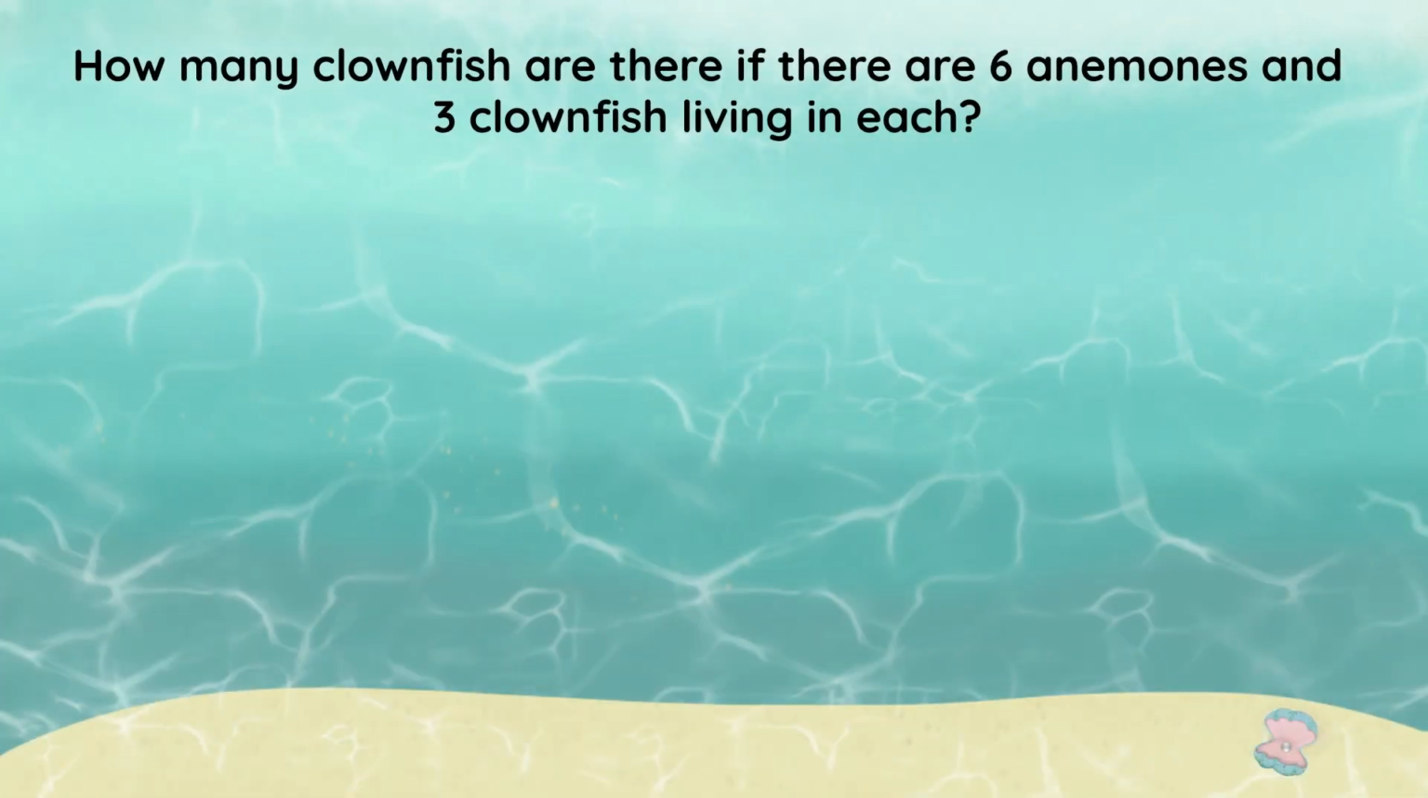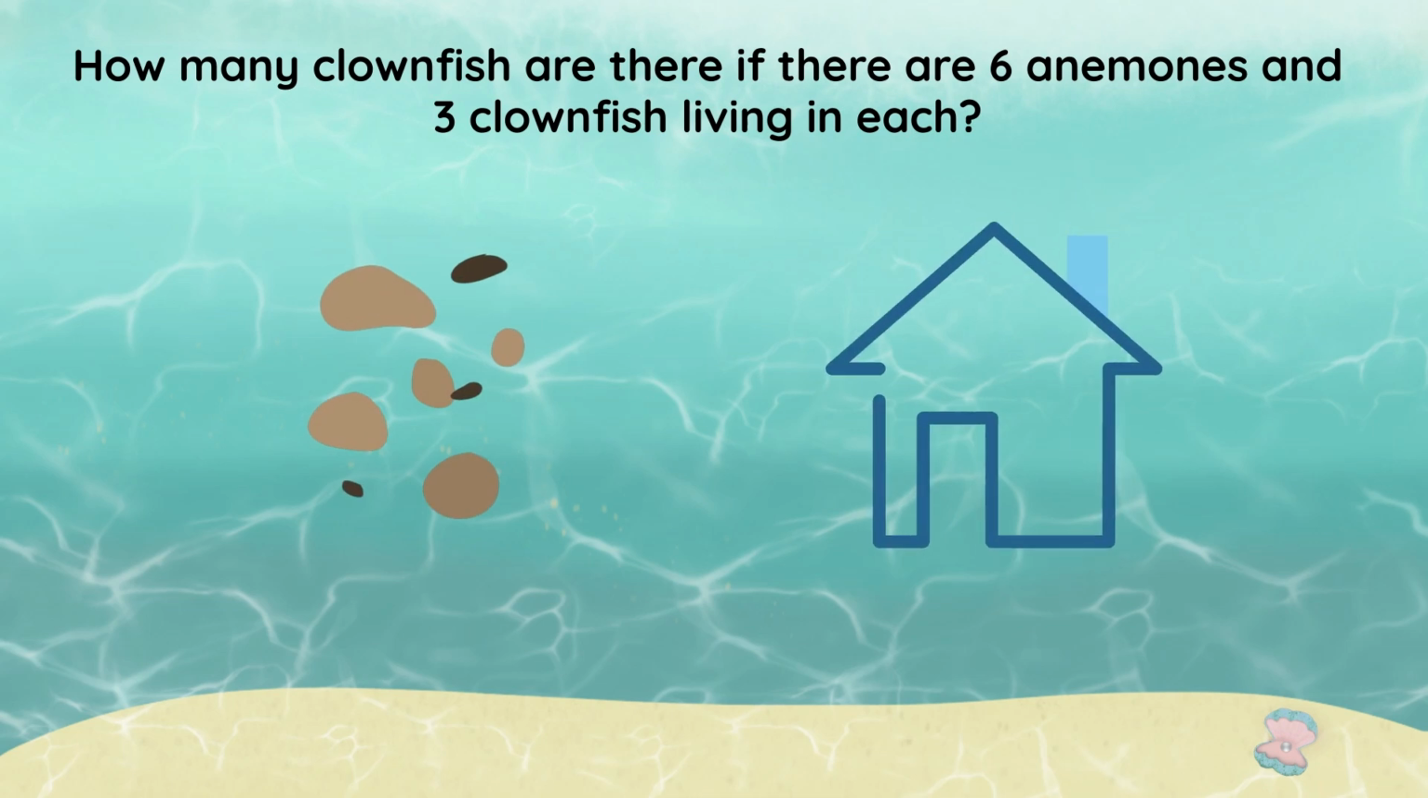Did you know clownfish and sea anemones are symbiotic? This means they help each other survive. Clownfish provide food and anemones provide shelter.